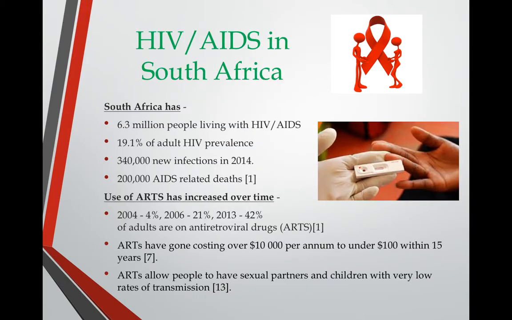Within South Africa itself, there are 6.3 million people living with HIV/AIDS, which is approximately 19% of the population. An estimated 340,000 were newly infected, and unfortunately 200,000 people died of AIDS-related sicknesses in 2014 alone. But it's not all bad news.